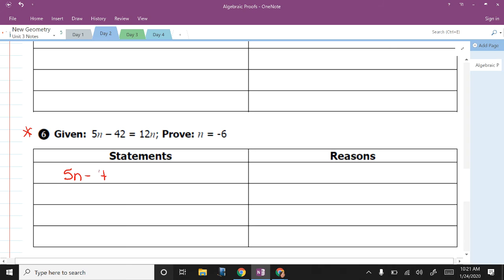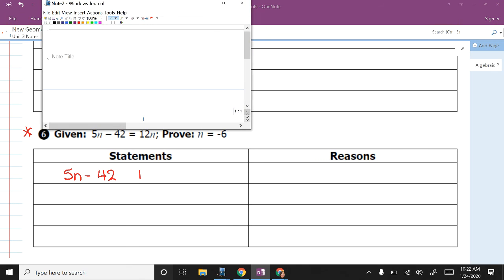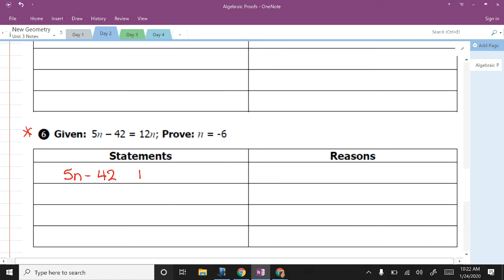5n minus 42 equals 12n. Gosh, my pen is acting up. What the heck? Excuse me, trying to learn this pen. See, look. All right, what's my first reason? Given.